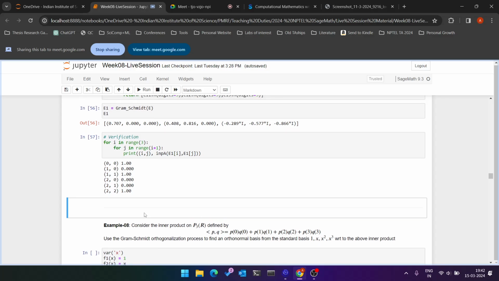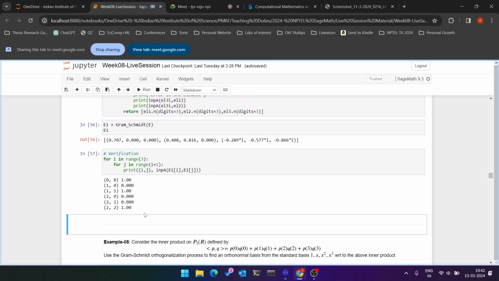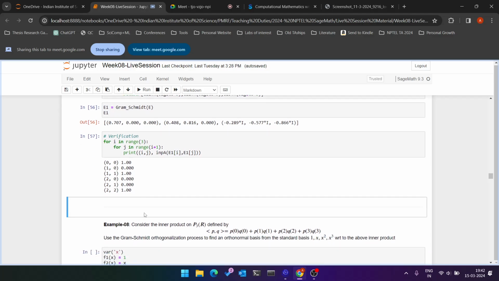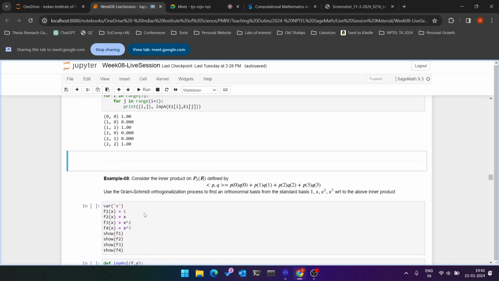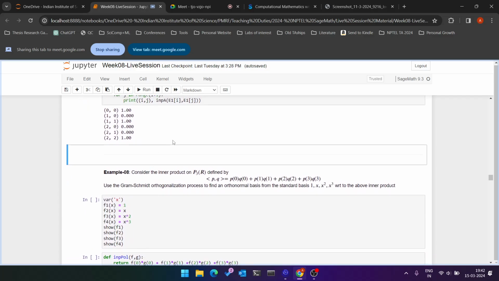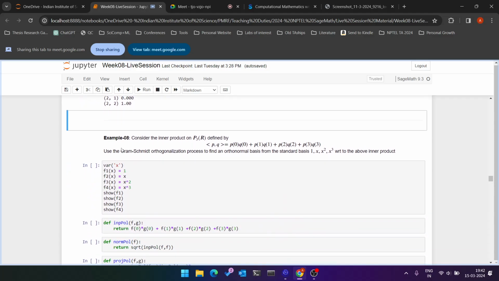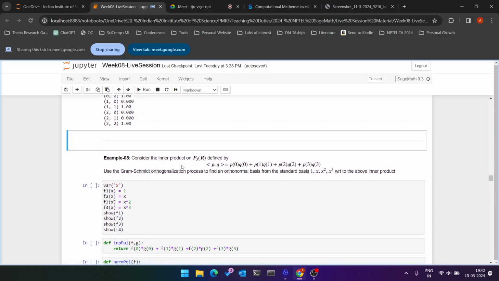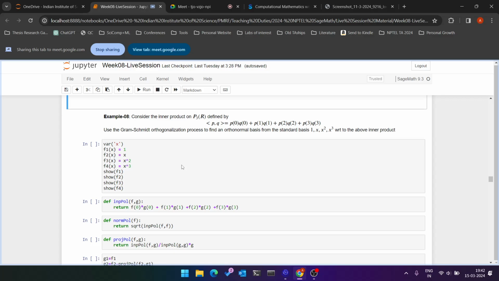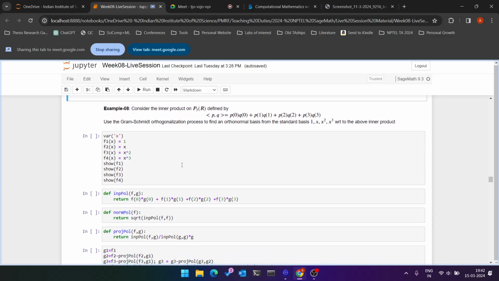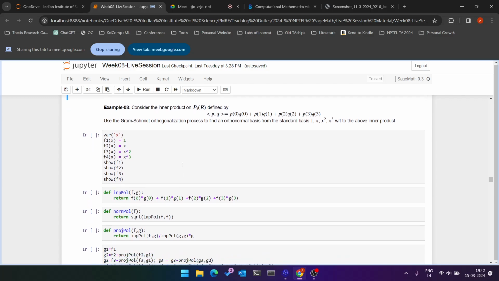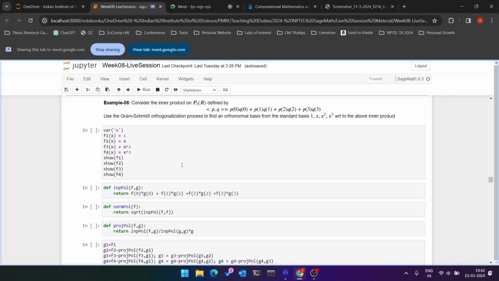Okay, any doubts here, or on any of the problems that we have done so far? Is this clear so far? If you have any doubts, you may raise or post them in the chat box itself. Okay, it seems this is clear. We'll move on to the next example.